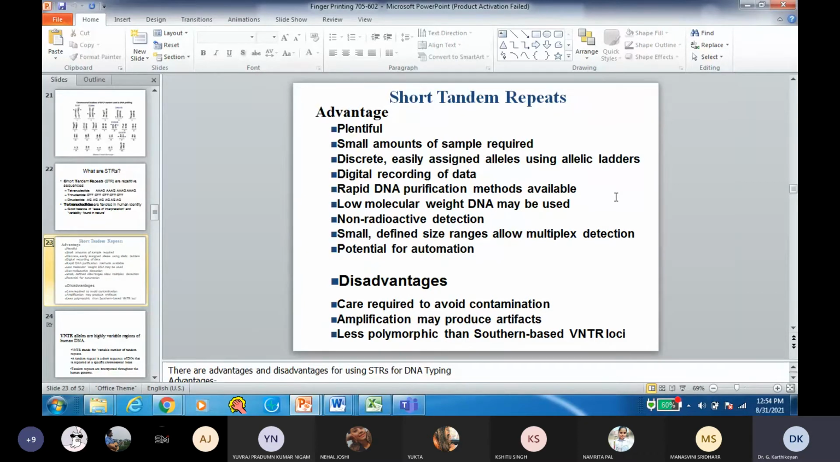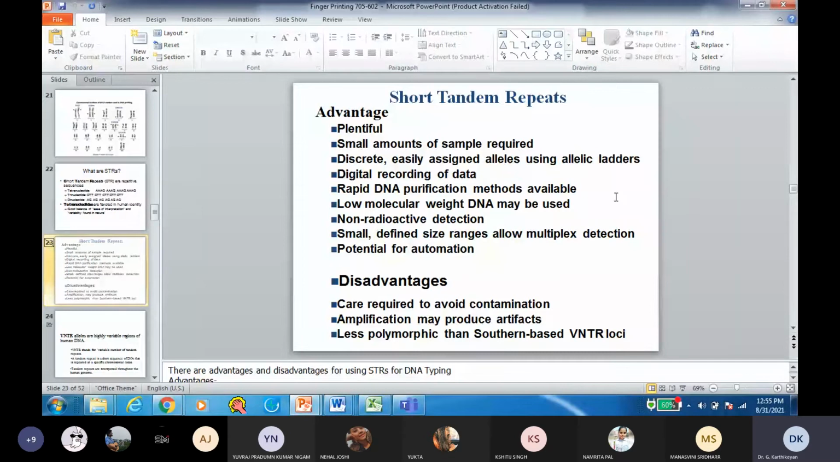Okay. You have rapid DNA purification methods that are available, so not only crime scene, this could be used for archaeological work. This could be used when people are trading in endangered species, when you want to know whether somebody is using an endangered animal or not, leathers, for example. Instead of using radioactive substances, which can be harmful, people have started using non-radioactive methods, and the sensitivity has improved multifold. Earlier it used to be terrible, but now it is much better.